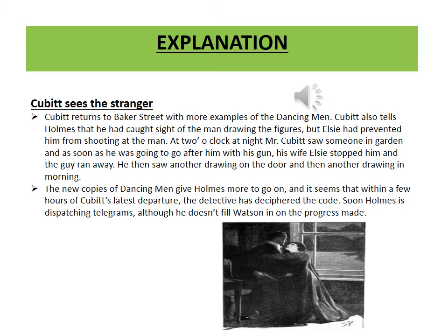The next heading is Cubitt sees stranger. Mr. Cubitt tells Mr. Sherlock Holmes that one night he was sitting in his office till 2 a.m. His wife came and asked him to sleep and not to worry. Then suddenly he saw some men in his garden and decided to go after them with a gun, but his wife Elsie stopped him from going.